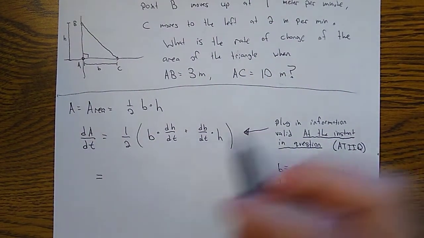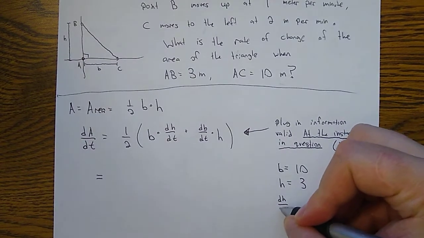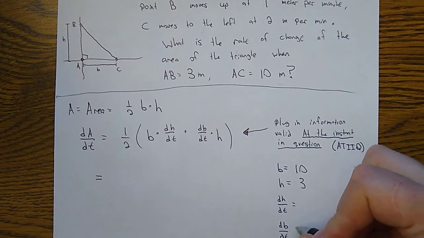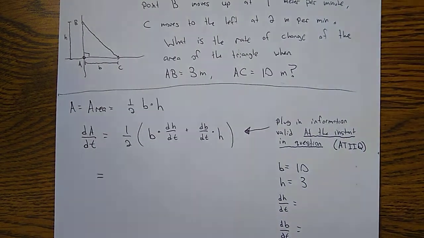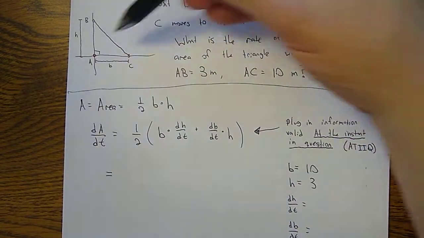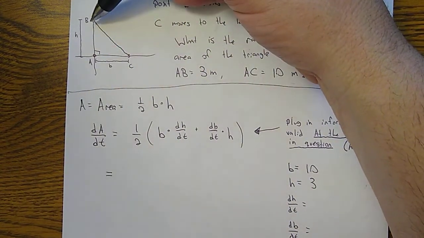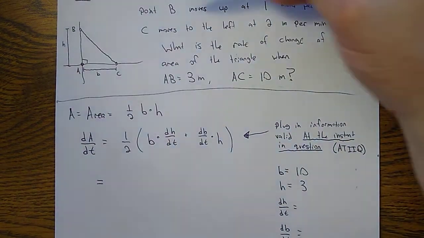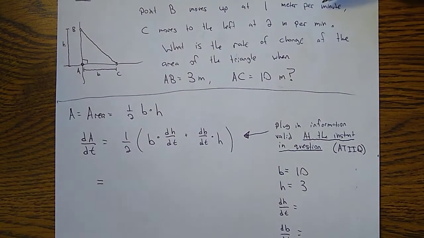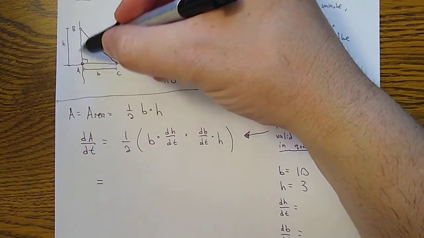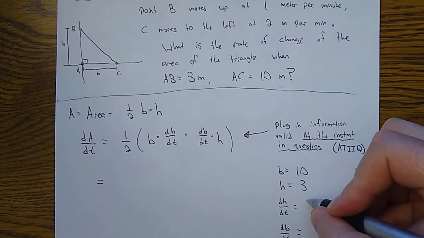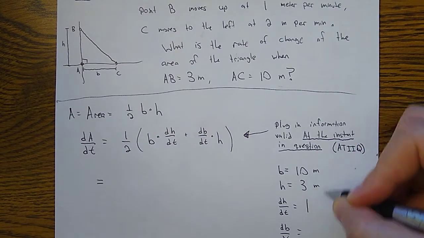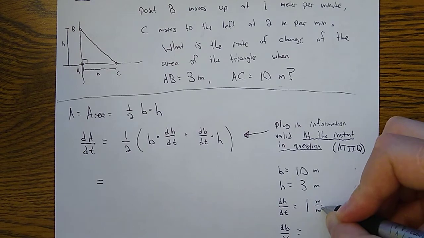What other information do I need? I'm going to need dh over dt, and I'm going to need db over dt. How do I get these? Well, dh over dt is the rate of change of h. So how fast is h changing? Well, we were told that B moves up at 1 meter per minute. So I would say that h is increasing at 1 meter per minute. And actually, let me put units on all of these. These are meters. This one's meters per minute.